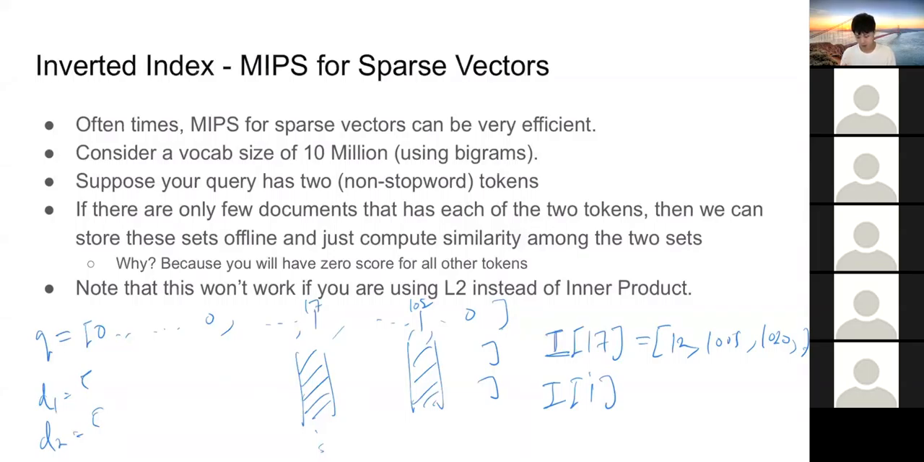Then when you're trying to find the nearest neighbor, you just have to access I17 and I102. And you'll have only a few documents that are in these two lists, and then you just do the exact search. It can be really fast, even if you have a lot of documents to search through.